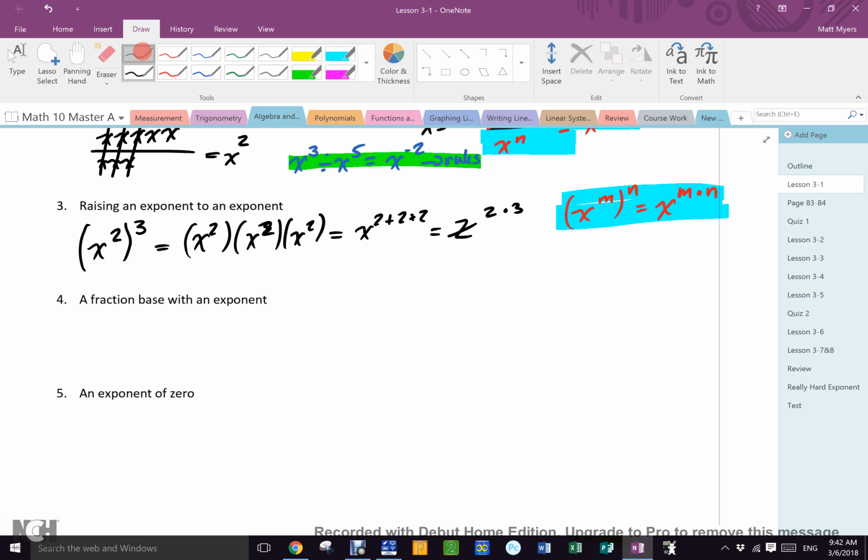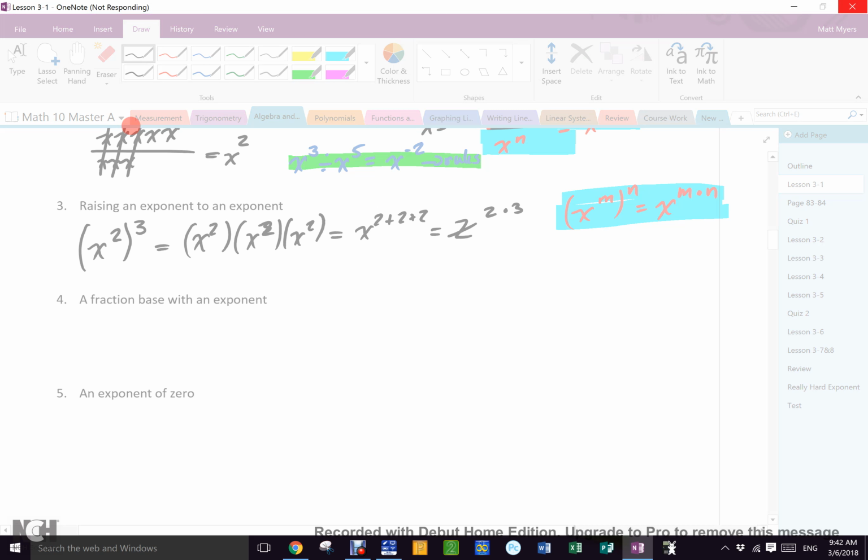All right. So, next, a fraction base. Okay. Now here's where we start. Those first 3 are the basis for everything else. If you actually understand the first 3, the rest of them aren't going to be a problem. We're going to start with this one. So if I have a fraction, x over y.